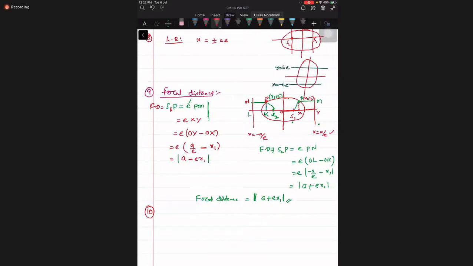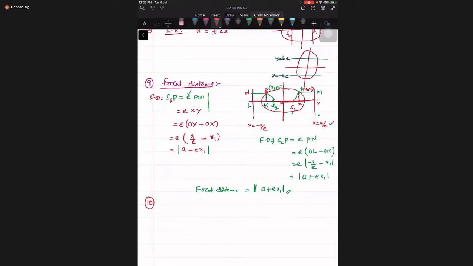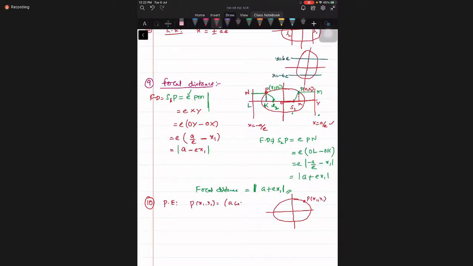Shall I continue? I think you have an idea about parametric equations. This is an ellipse. Suppose you have taken any point P, you can also take it as A cos theta, B sin theta. This theta is the angle made by the point with the major axis, and it is called the eccentric angle.